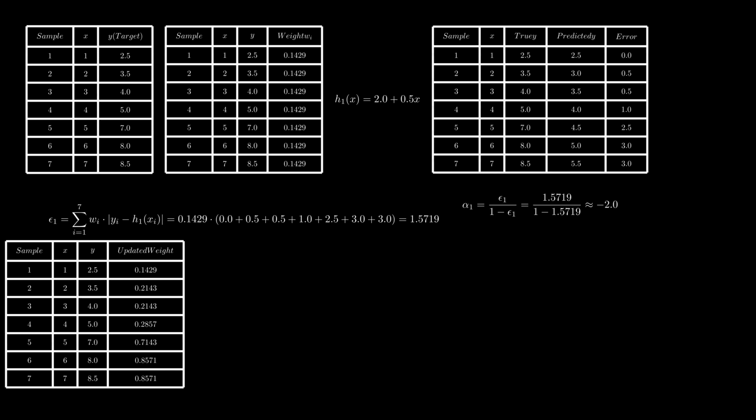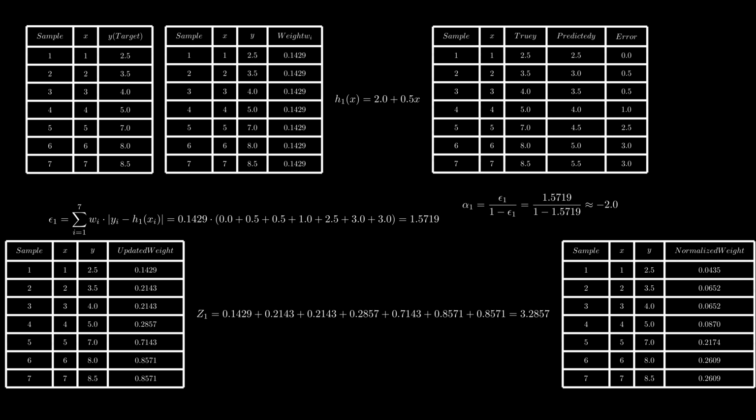Now, we update the weights of the samples. Samples with larger errors get higher weights, while samples with smaller errors get lower weights. Here are the updated weights before normalization. To normalize the weights, we first calculate the normalization factor z_1, which is the sum of all updated weights. Here, z_1 is 3.2857.